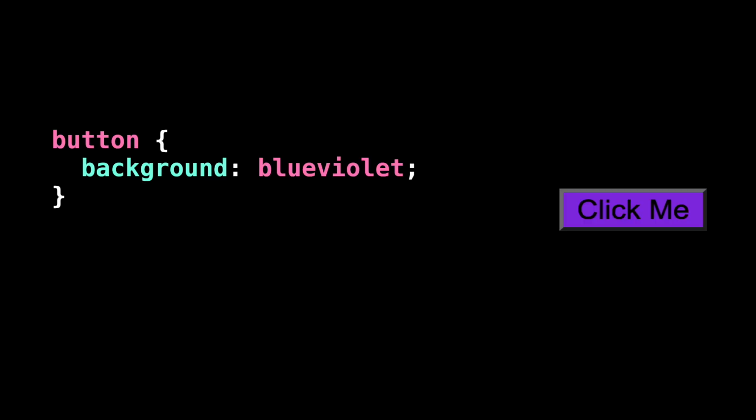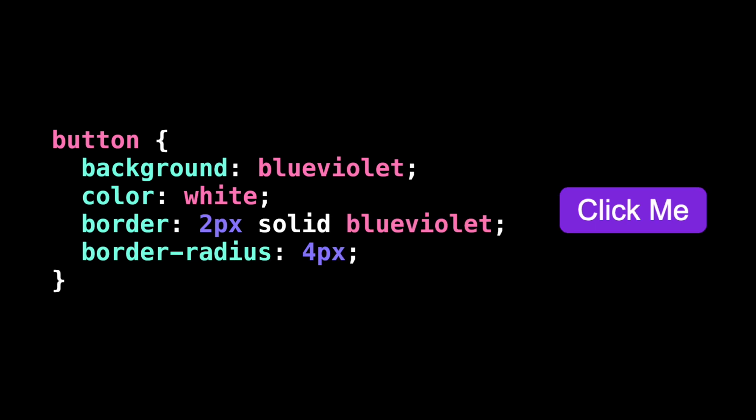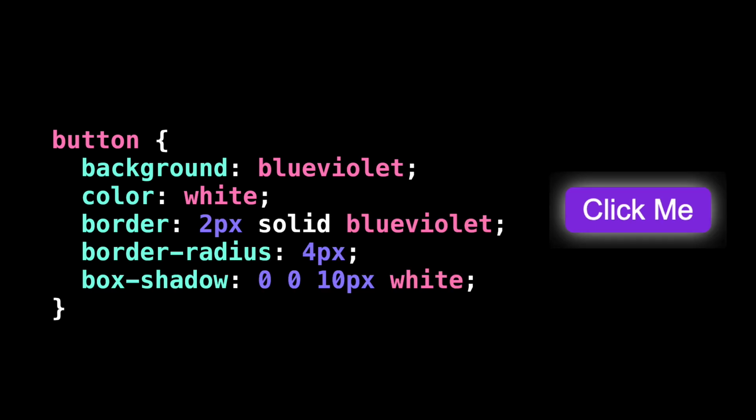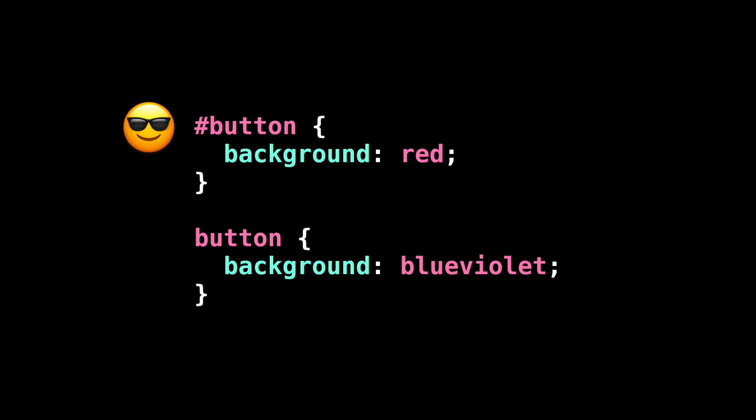For example, if I have a button in my HTML, I can use the button selector to target it and change the background color, the border radius, the box shadow, and I can even give it some fancy hover or animation effects. Selectors also cascade or override each other, meaning that a more specific selector will override a less specific selector. This has been CSS in 60 seconds.